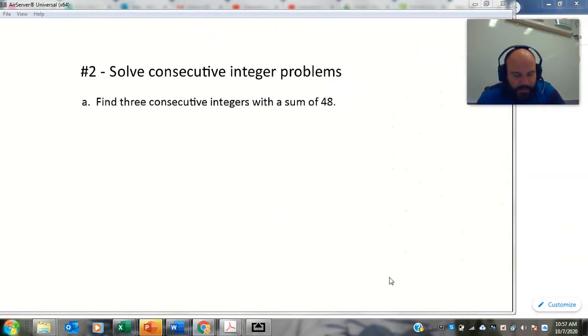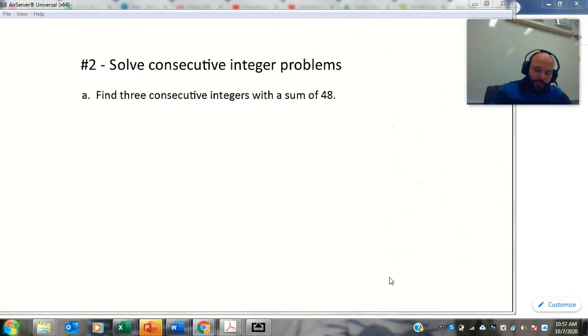So right here it says find 3 consecutive integers with a sum of 48. There's a couple things happening. First of all, we need consecutive integers, and it needs to be a sum of 48. So we have to remember what the word sum means. The word sum means addition, and it needs to total 48.